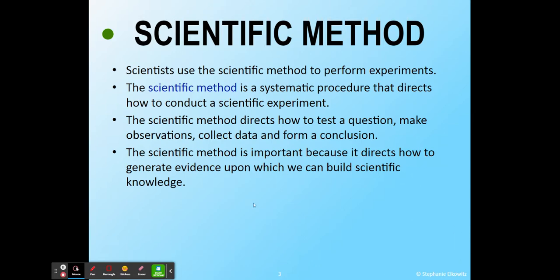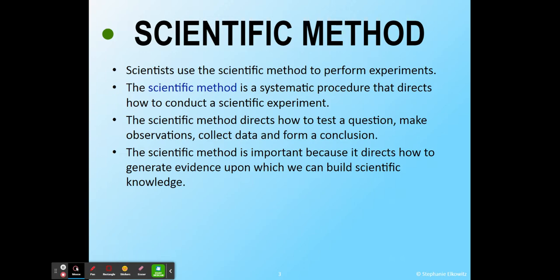So let's go ahead and talk about this. Let's go ahead and talk about what the scientific method is, right? So scientists use the scientific method to perform experiments. The scientific method is a systematic procedure that directs how to conduct a scientific experiment. So it is a procedure that you follow every single time the same exact way, and that's how we conduct a scientific experiment.